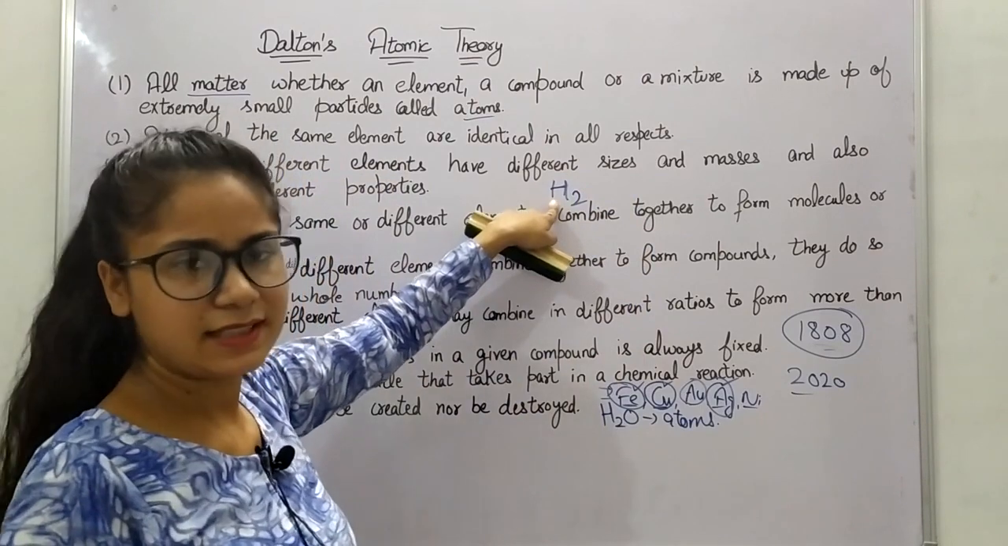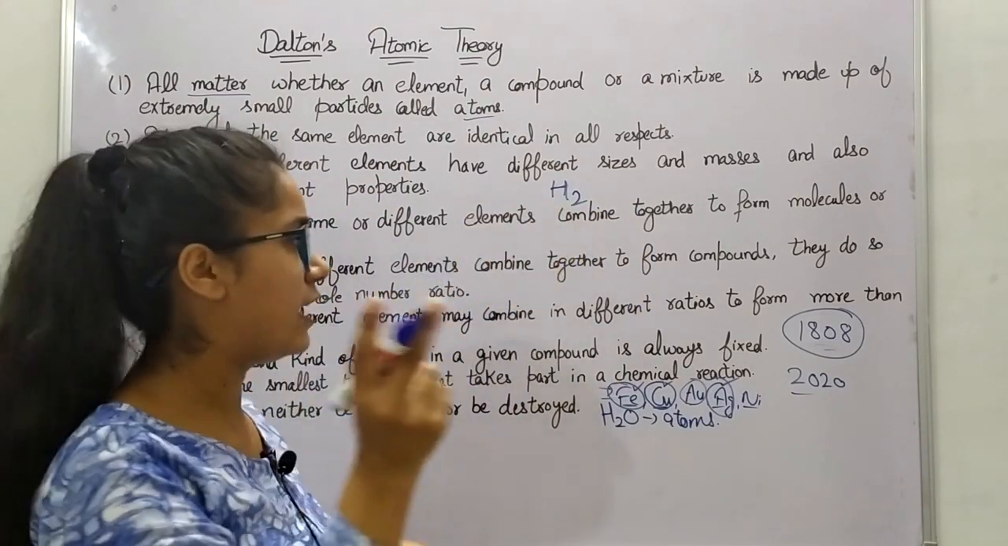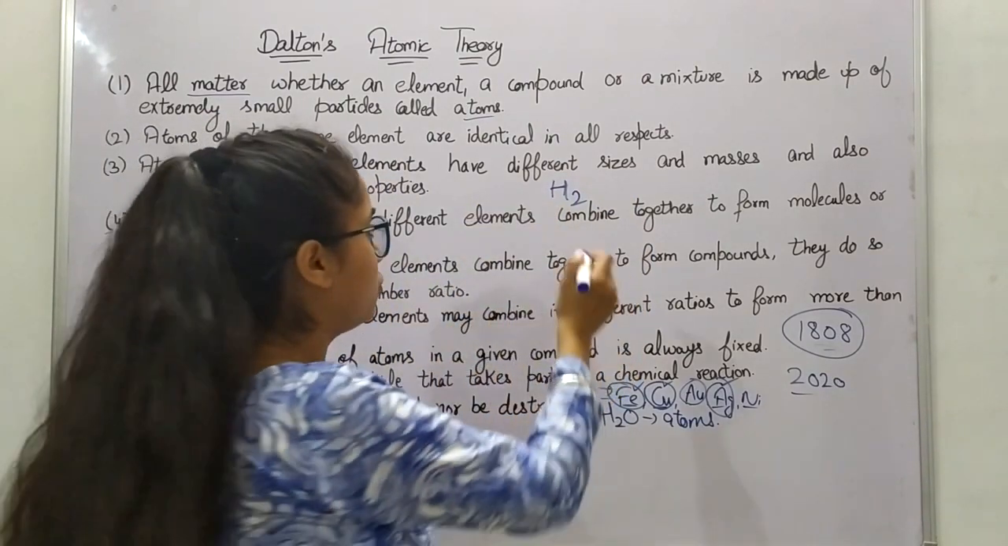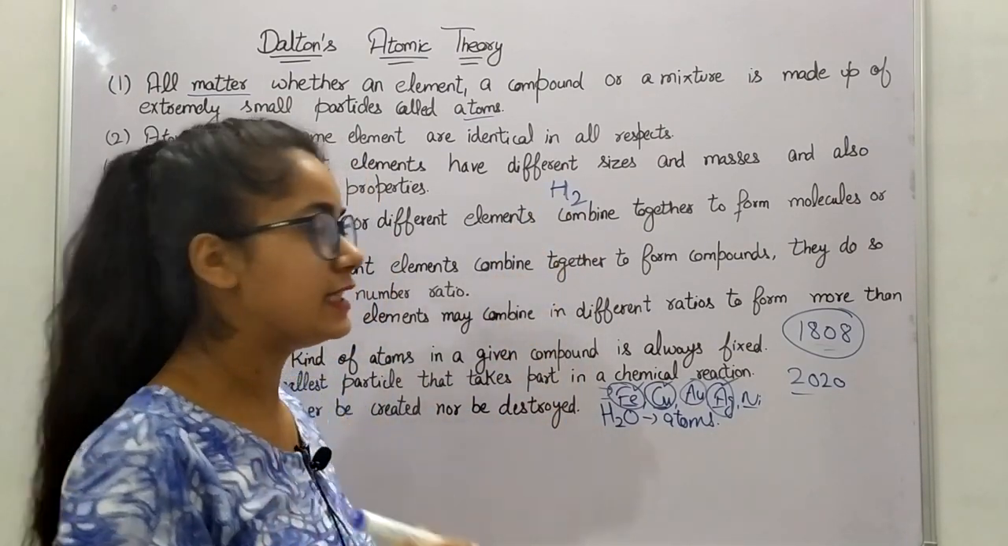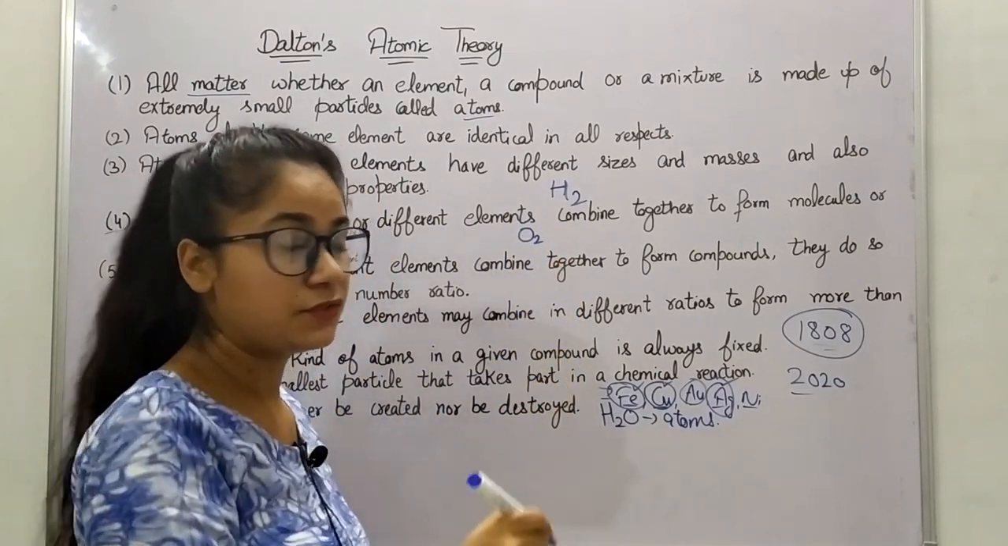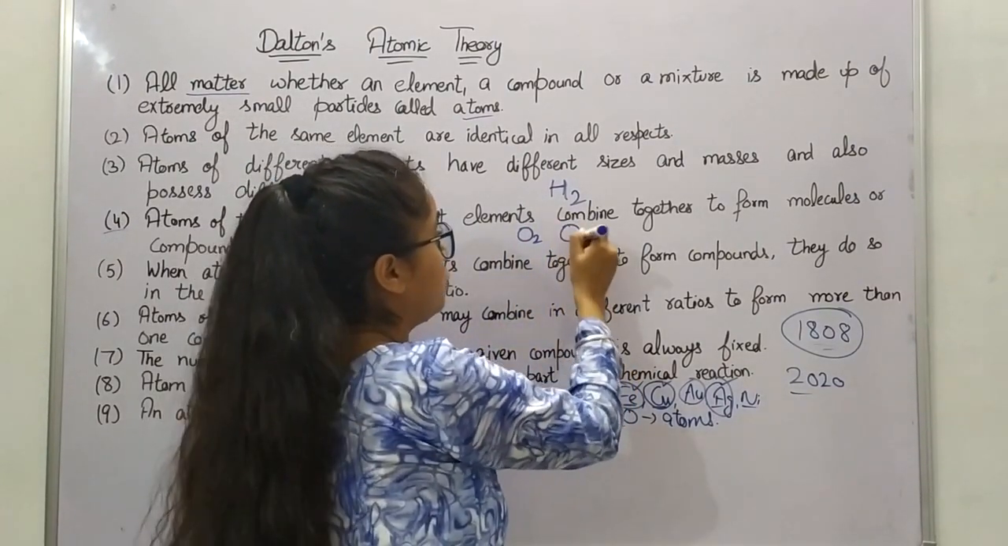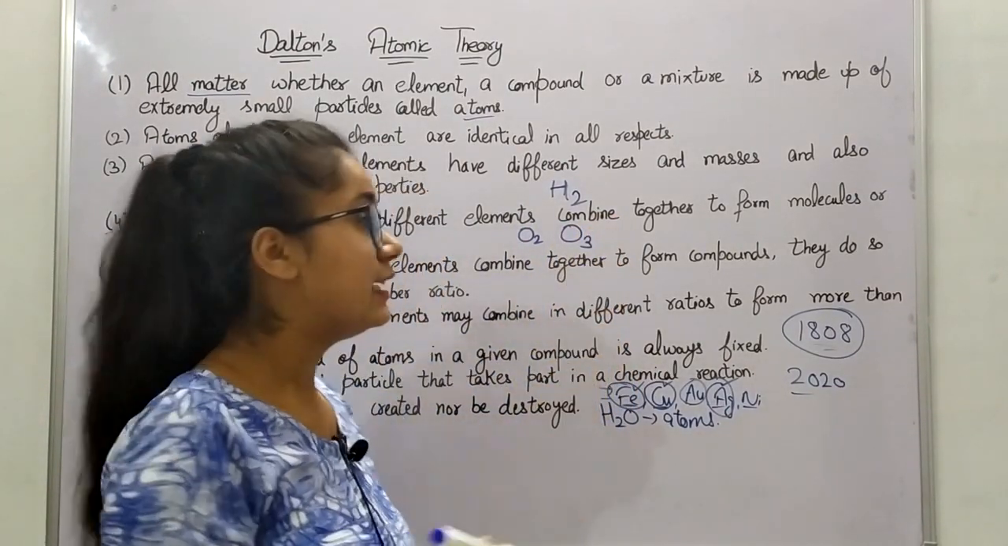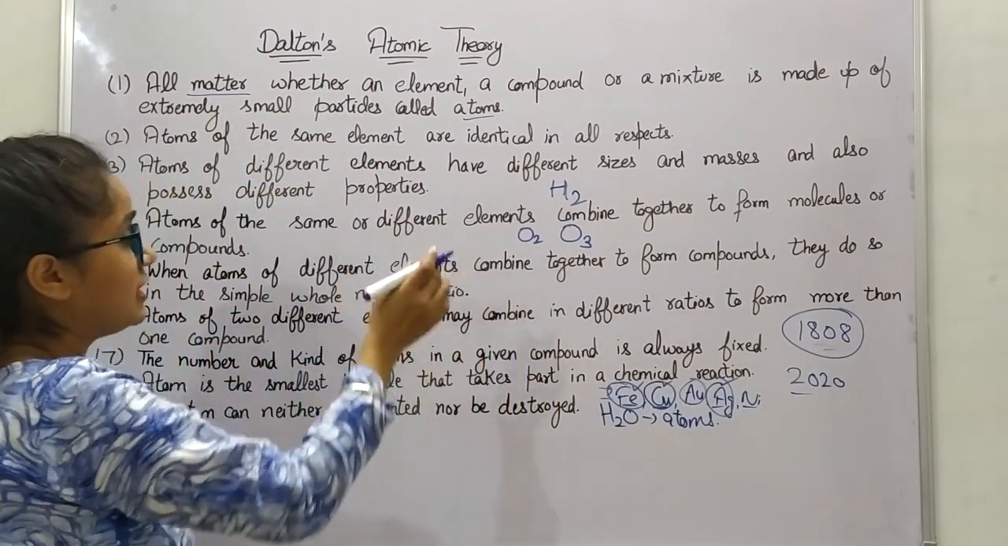How did it come as H2? Well, two atoms of hydrogen combine to form H2. Similarly, two atoms of oxygen combine to form O2. Three atoms of oxygen combine to form O3, right? And then come the different atoms of the different elements.